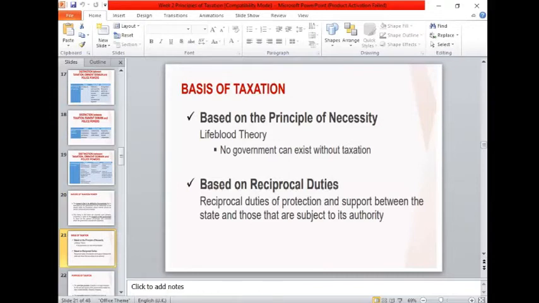So what is the basis of taxation? The basis of taxation, of course, we have the principle of necessity. As I said, no government can exist without taxation, because tax is the lifeblood of the government that represents the wealth and the revenue to exercise the other powers and functions. And reciprocal duties, that both the government and the taxpayers have the obligation to do. Once the people pay their taxes, then the government's obligation is to utilize it properly.